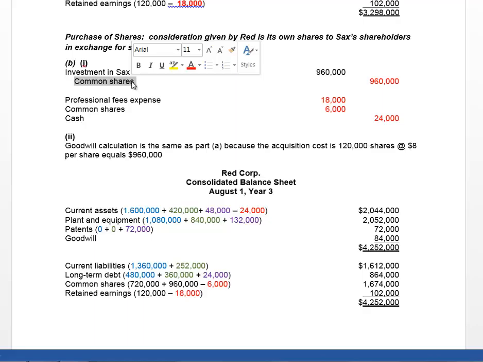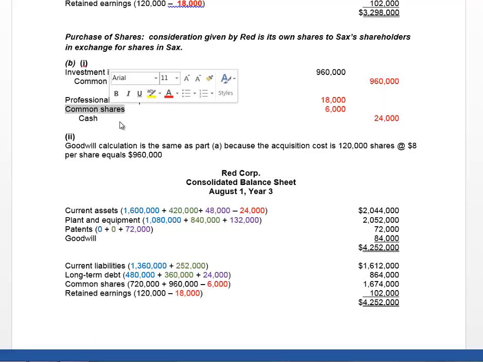All right, so in this case, there's another cost that Red has. Red has to debit common shares, and also incur the professional fees expense, which is to draw up the deal. We saw that in Part A. But they're also going to have to credit cash in order to pay the lawyer for the legal fees associated with issuing the shares. Okay, these were the shares that Red issued to Saks's shareholders in exchange for getting Saks's shareholders' shares in Saks.